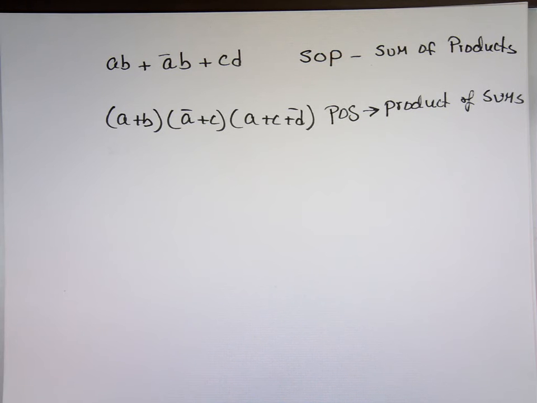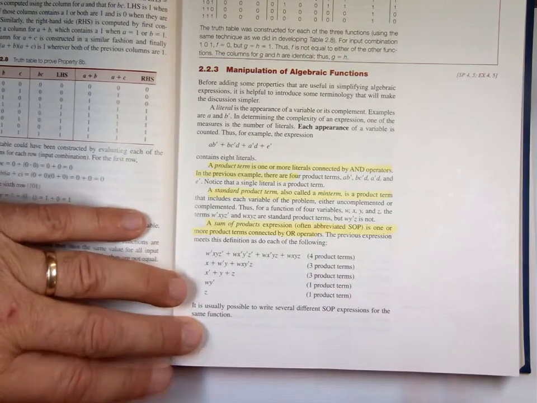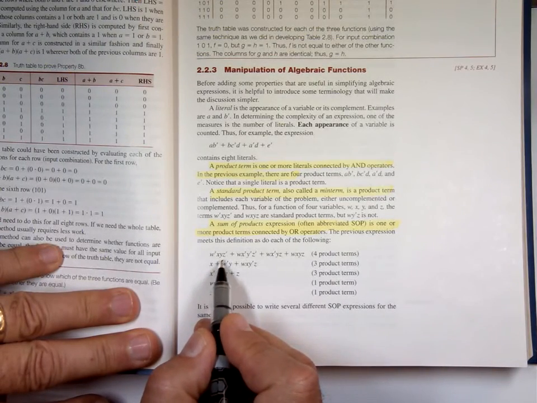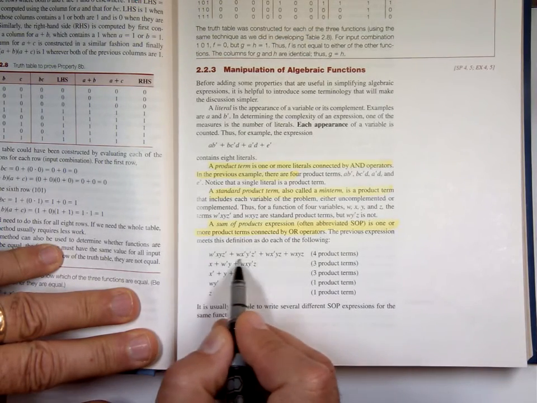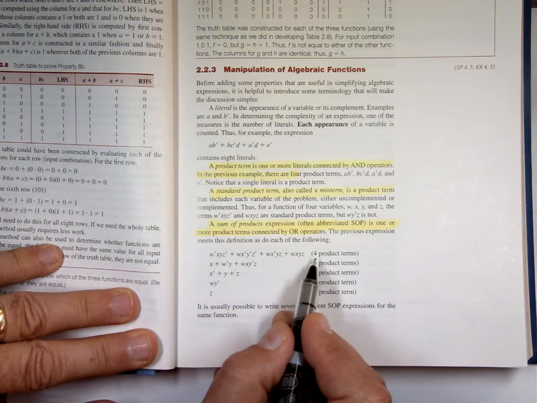The book also will ask us to count how many terms you have. 3 product terms. Let's define here. If you look at this, can you see it on the screen? This has W bar, X, Y, Z bar. That's one term, another term, another term, another term. That's known as 4 product terms. There's a product, a product, a product, a product.